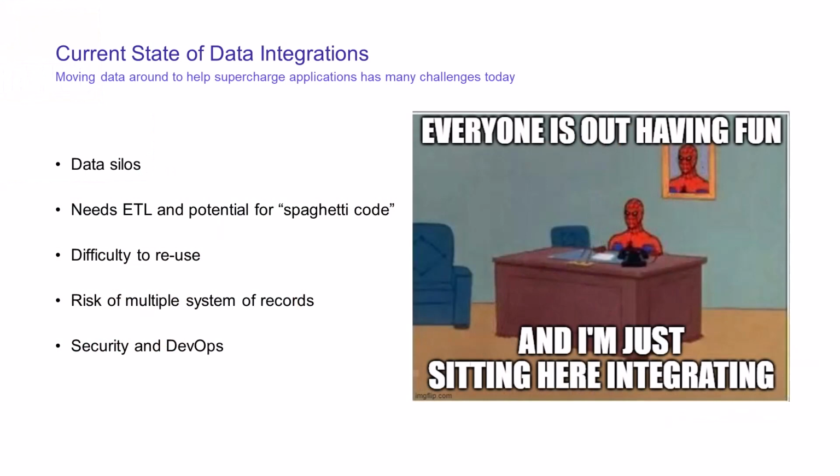You have data silos, the reusability is lacking, you risk multiple systems of record. A lot of the transformations lead to spaghetti code and a mix of business logic where you don't have true access to the data or in the format you want. And lastly, security and DevOps. How do you keep your APIs secure? How do you keep them performant?